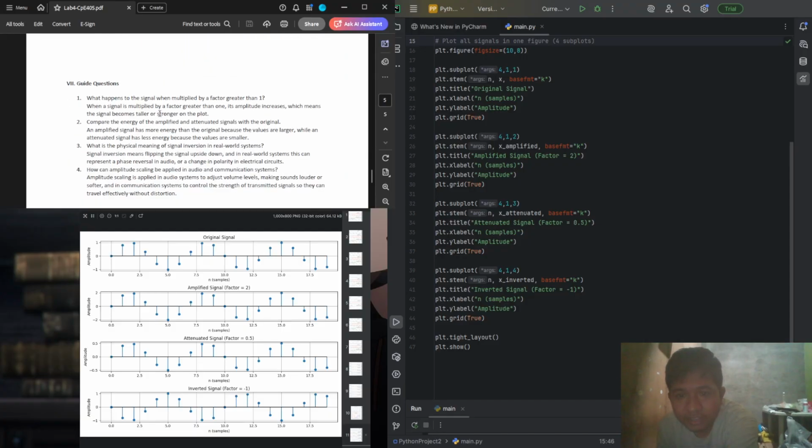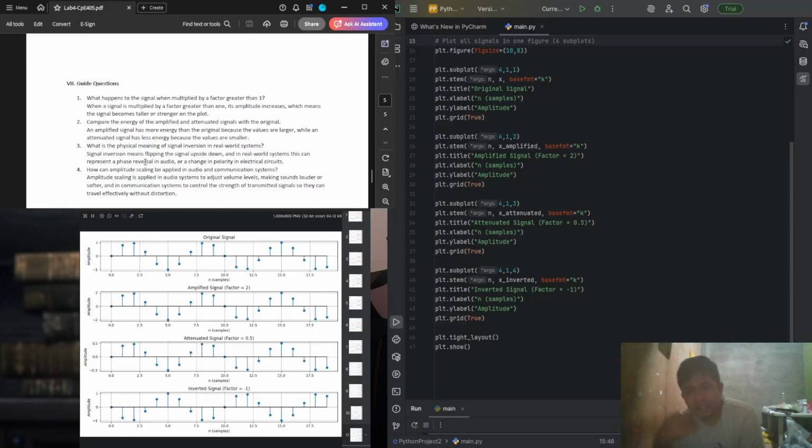I will now answer the guide questions. The question is, what happens to the signals when they are multiplied by a factor greater than 1? The amplitude increases by that factor. Next, compare the energy of the amplified and attenuated signals with the original. As you can see here, the amplitude determines the output of the signal. When it is amplified, the energy is greater, so that answers question number 2. And when it's attenuated, the energy output is decreased.